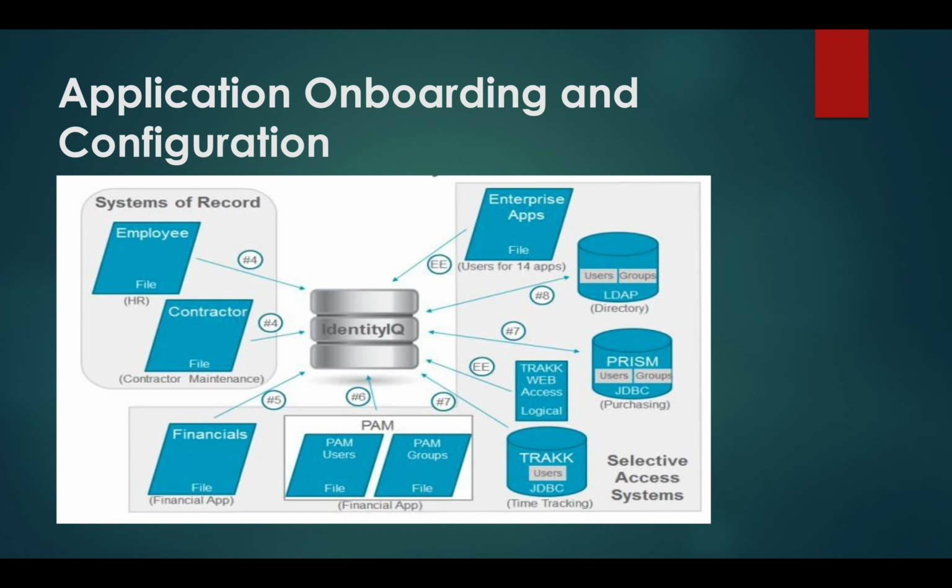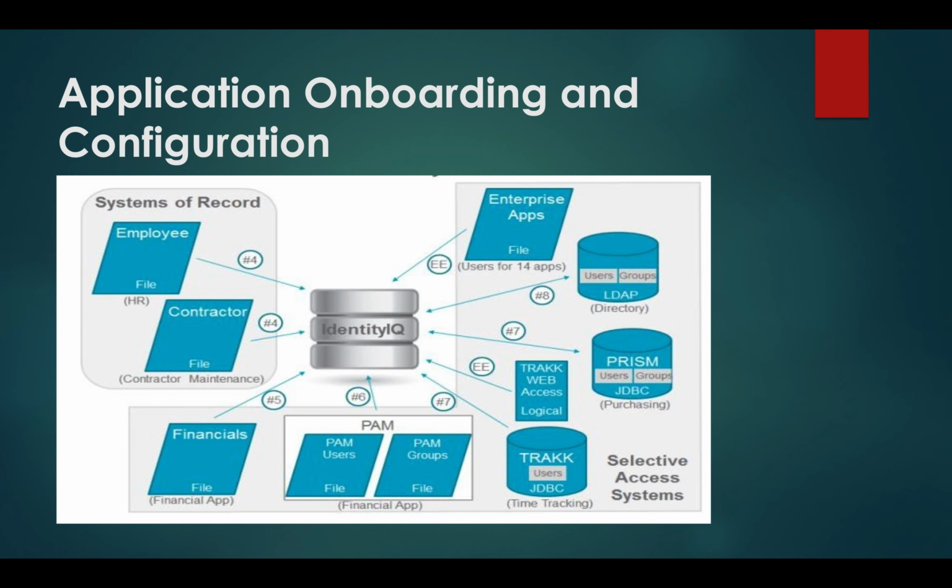So this is the basic idea where you can integrate Identity IQ with different kinds of applications. It can be a system of record, which are the HRMS systems. So a company can have multiple authoritative systems, one for dedicated employees and the other for dedicated contractors. We can also have different financial applications integrated into Identity IQ. We can also integrate PAM applications, some JDBC applications, some purchasing applications, Active Directory, LDAP, and different kinds of enterprise applications.